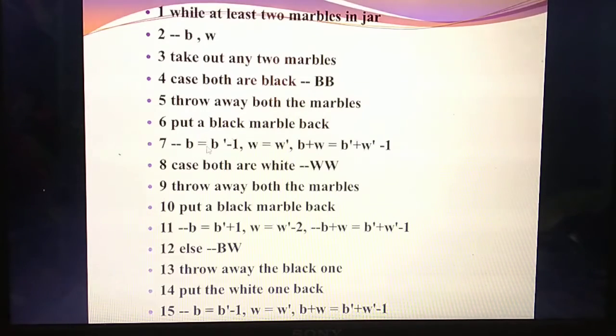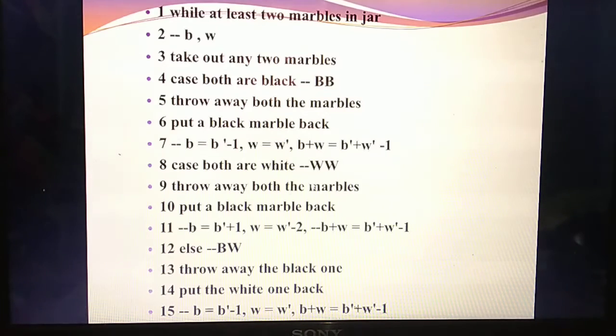So you are taking 2 black marbles outside. So B equal to B dash minus 2. But again what's the condition? If 2 of them are the same color, you need to put the black marble inside. So already you have B dash minus 2, and you need to put 1 black marble inside. So B dash minus 2 plus 1. What's the answer you will get? B dash minus 1. Likewise only you will get the answer.